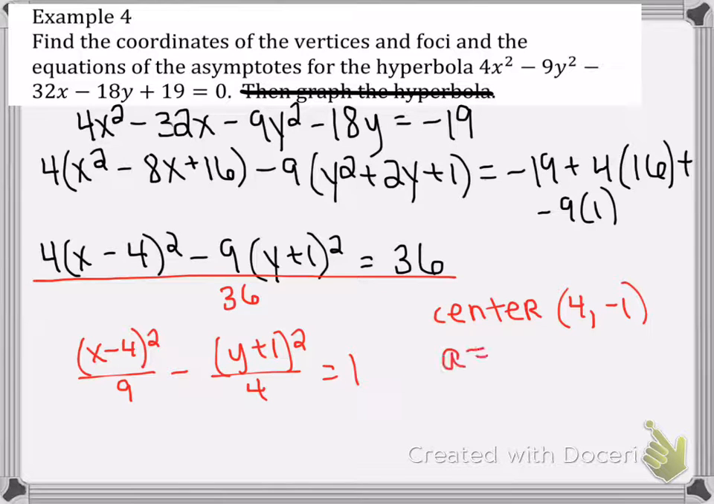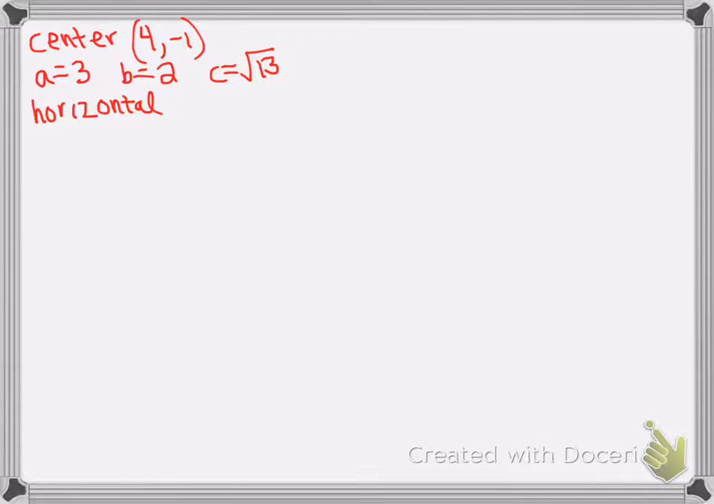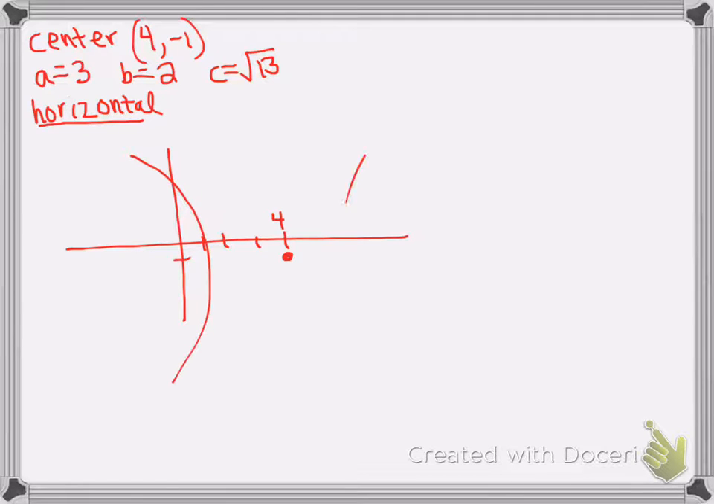I know that my a is going to be 3, my b is going to be 2, so my c is going to be the square root of 13. Now I need to find the vertices and the foci. I know this hyperbola is horizontal because the x squared term is first. If I want to sketch this out for myself, 4, negative 1, there's my center. The hyperbola is going to look something like this and then something like that because it's horizontal.